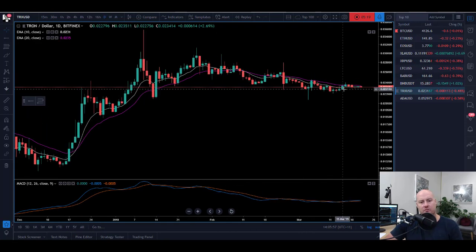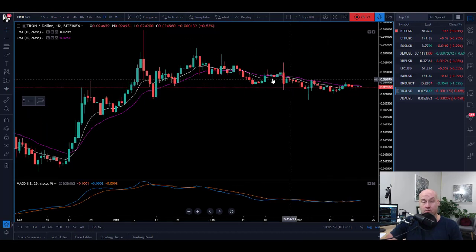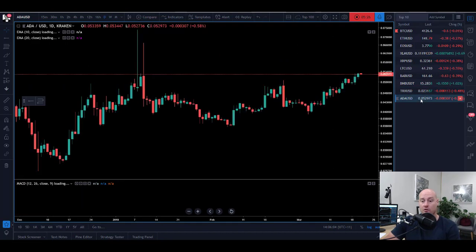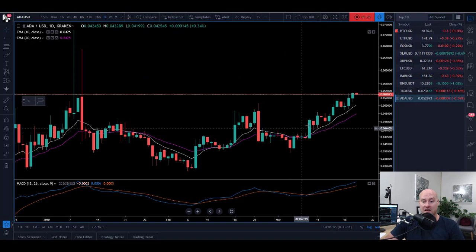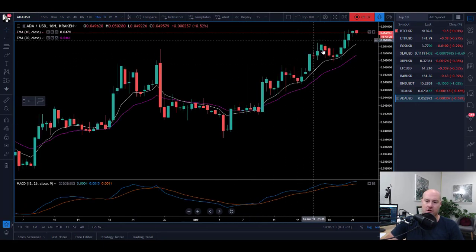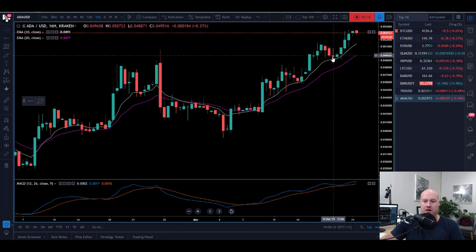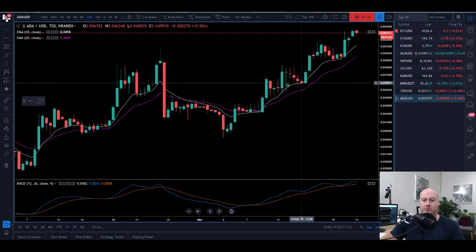Tron, very sideways. Again, another example of a chart that I'm not interested in. Very choppy, very sideways. And finally, Cardano, looking really, really nice indeed. Again, nice cyclicity, higher highs, higher lows. As I move down through the time frames, you'll note small bullish candle in that cradle zone. Good move. There was actually an opportunity for a trade.